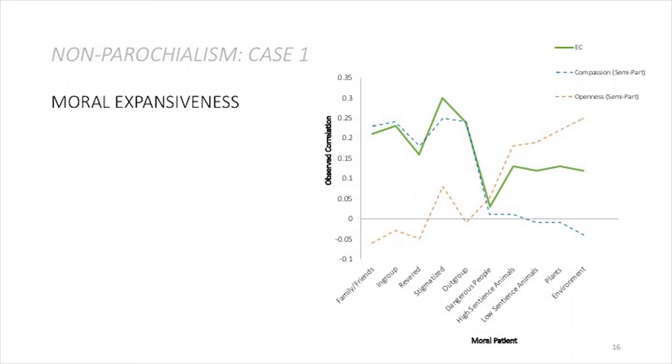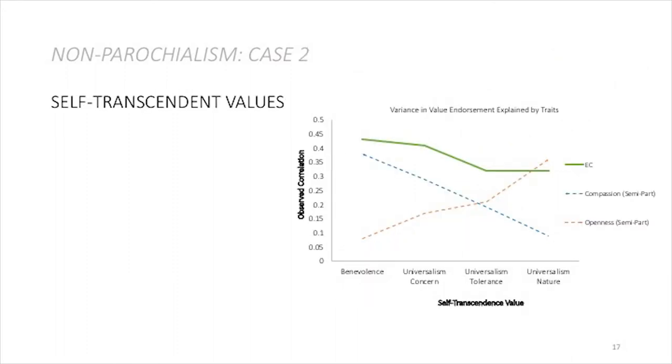You get a similar pattern when you think about the same ideas in the context of the Schwartz value scale. So benevolence is really about care for the enhancement of the welfare of people who you're in frequent personal contact with, so people close to you, whereas universalism and its various components gets at a more general concern for the welfare of all, tolerance for all, and a concern for nature. And you see the same pattern. Enlightened compassion predicts valuing these things across the board, but you get this beautiful crossover.